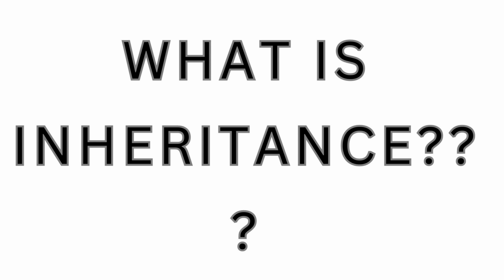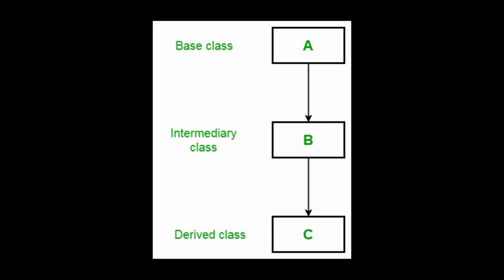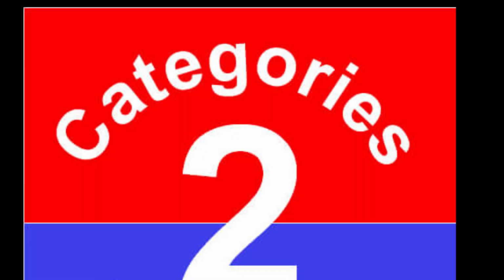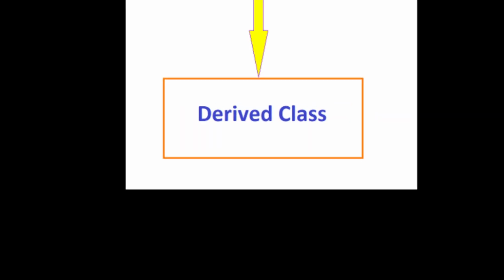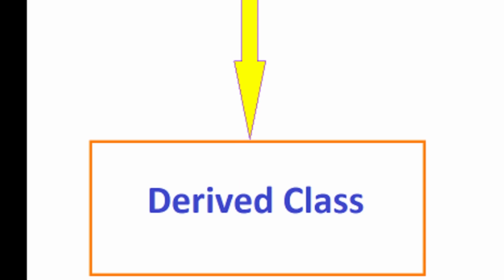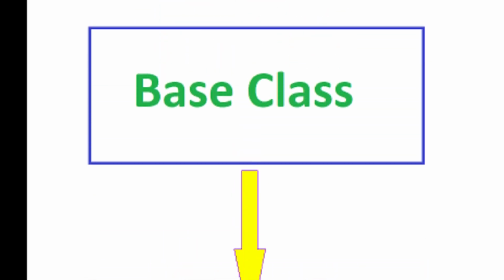What is inheritance? In C#, it is possible to inherit fields and methods from one class to another. We group the inheritance concept into two categories: derived class, child, the class that inherits from another class; base class, parent, the class being inherited from. It is useful for code reusability.